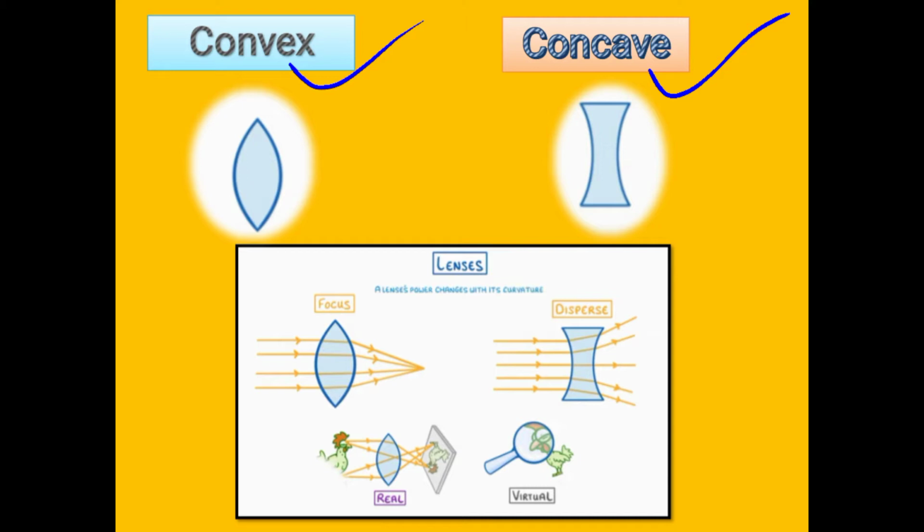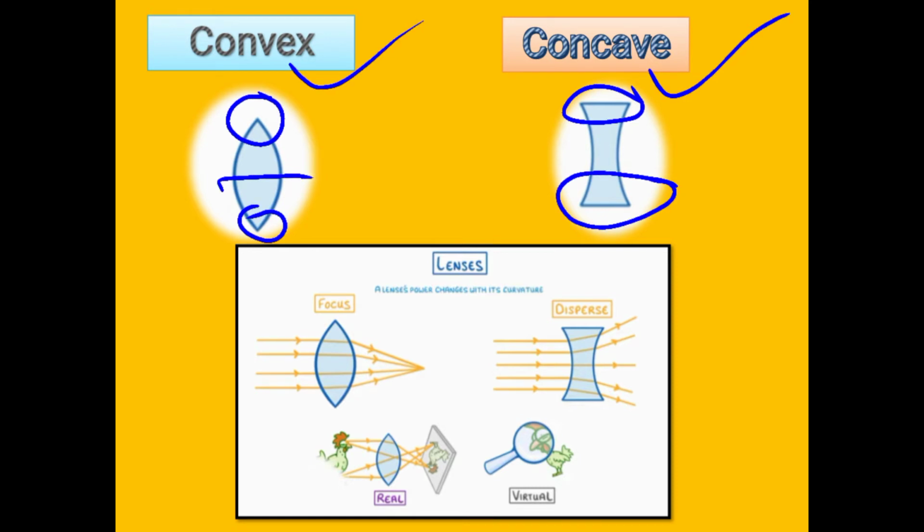See, if you look at the convex lens, it is very thin at the edge. This is the edge, right? Both the edges are very thin, but in the middle it is thick, right? But in the case of a concave lens, the lens is very thick at the edge. Here at the edge it is very thick, and in the middle it is thin. Fine.